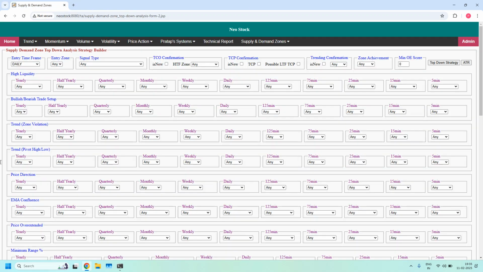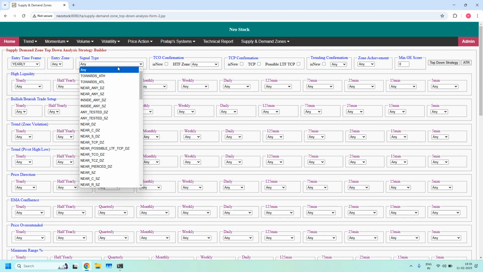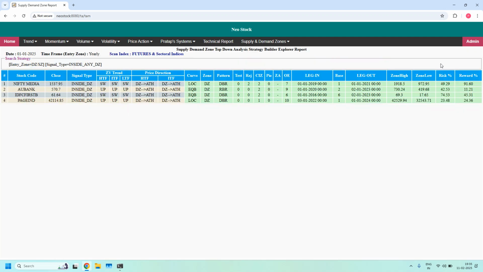Okay, now let's get into the report generation. First, I am going to generate reports for different time frames starting from yearly. So yearly time frame. Price closed inside the yearly demand zone. We got 4 stocks. I am giving you only a few seconds to watch the report.